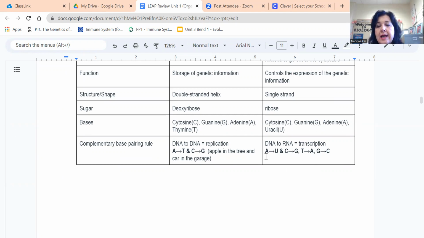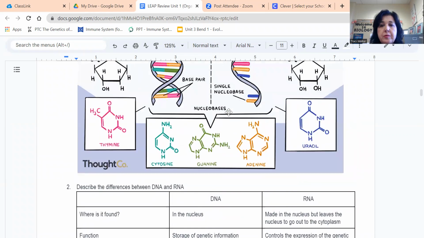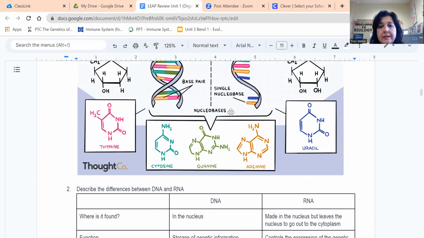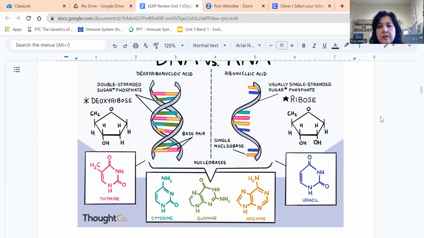Okay, so A goes with U instead of with T, because remember, let's look at this. Remember, RNA, come on, work with me here. So, goodness, sorry.